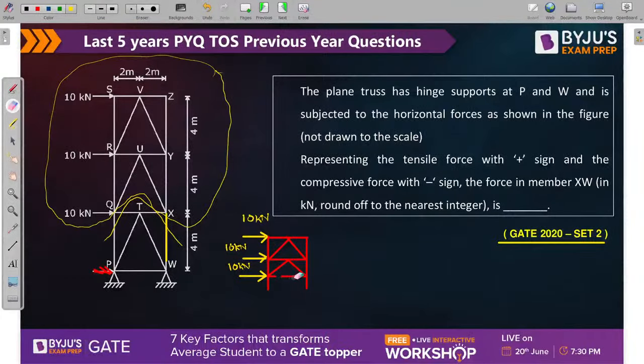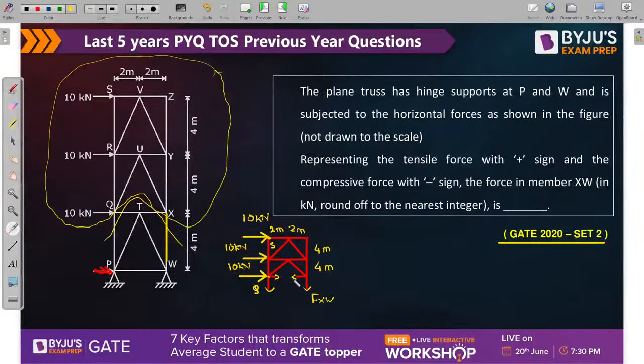So I will cut this and I will cut this. Okay, this is our QT member. This one is TX member. We don't bother about it. This one is QP member, and this one is XW. This is our main task. What is this distance? This one is 4 meter. This one is also 4 meter. This one is 2 meter and this one is 2 meter. Okay. Now what I will do guys, this is point S. This is point S. So what I will do, and this is point Q, right? Now what I will do guys, I will take the moment about point Q. Why we are taking moment at point Q?